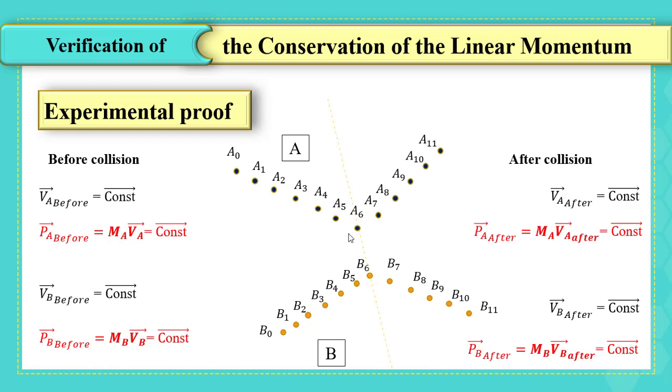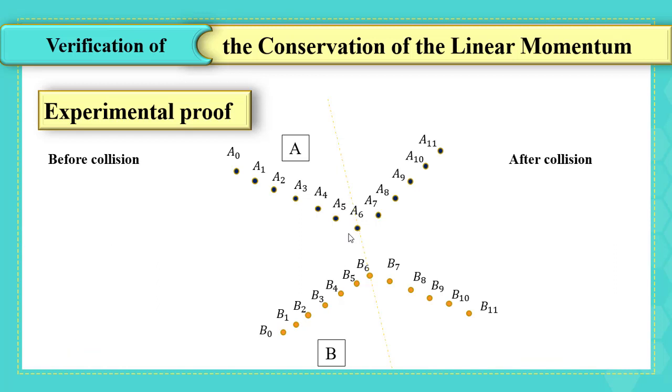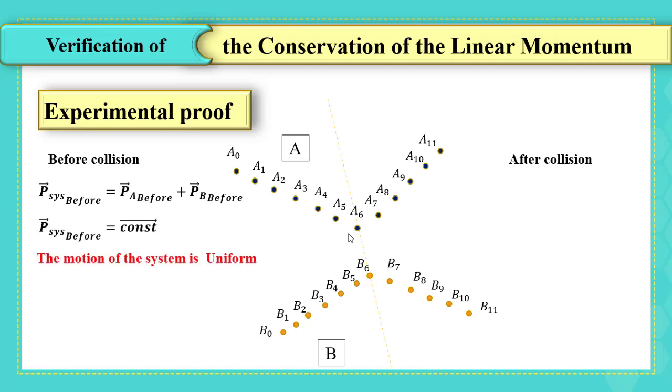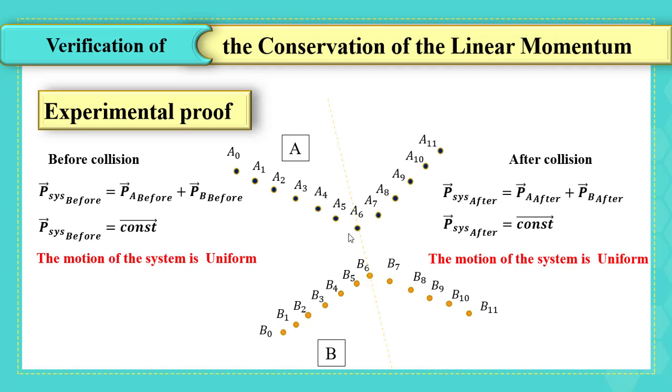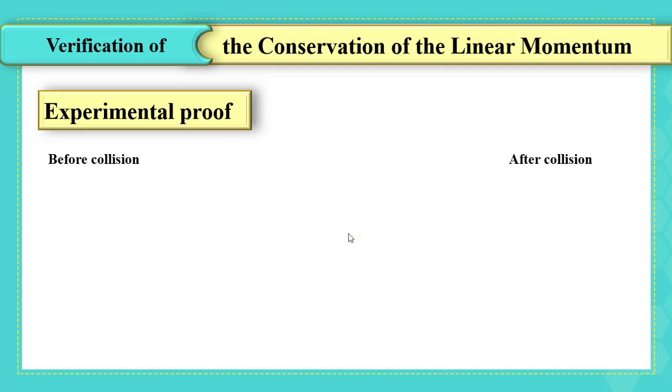But focusing on comparing the linear momentum of the system before and after collision, we will calculate the linear momentum of the system as the sum of the linear momentum of A before and of B before collision. Then the linear momentum of the system will be constant too, and the motion of the system is uniform. Likewise, for the system after collision, it is the sum of the linear momentum of A and the linear momentum of B, which is a constant vector, and the motion of the system is uniform. The question then is, are they equal?